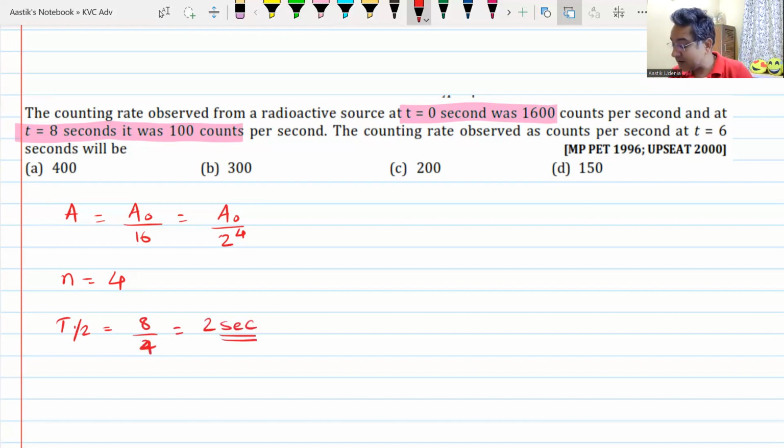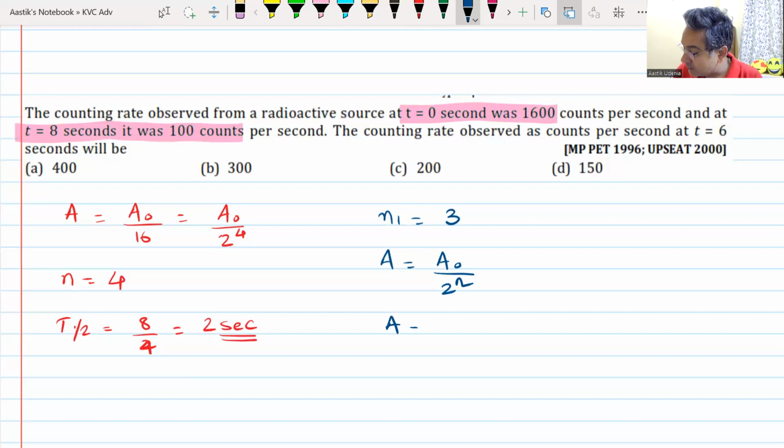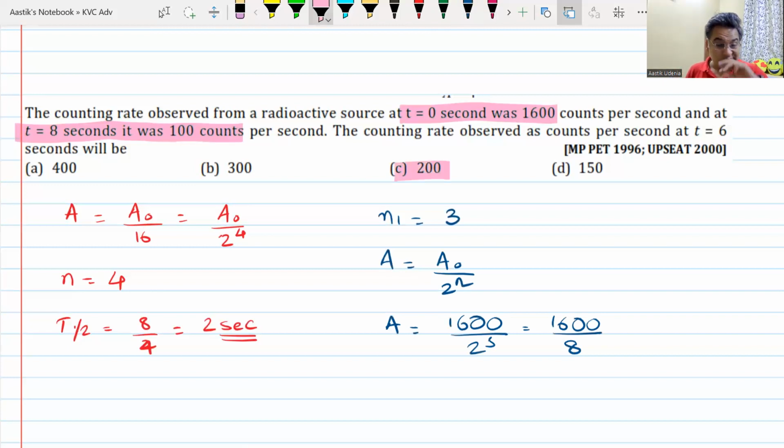You have to find the activity after 6 seconds. In 6 seconds, the number of half-lives n1 would be equal to 3. So activity will be equal to A naught divided by 2 raised to the power of n: 1600 divided by 2 raised to the power of 3, 1600 divided by 8, and your answer should be somewhere around 200. I hope everyone is getting this. Yes or no?